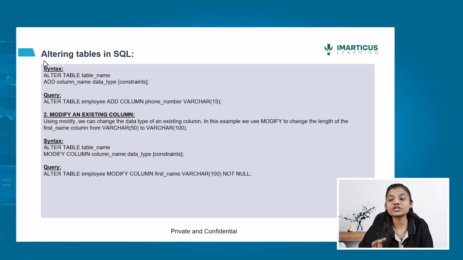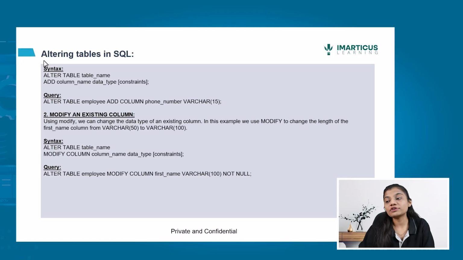Using modify, we can change the data type. Now remember, you can only change the data type and the constraints. You cannot change the name of the column. Here, modify will only take care of adding a new data type or a new constraint, or modifying the existing ones, not modifying the column name.